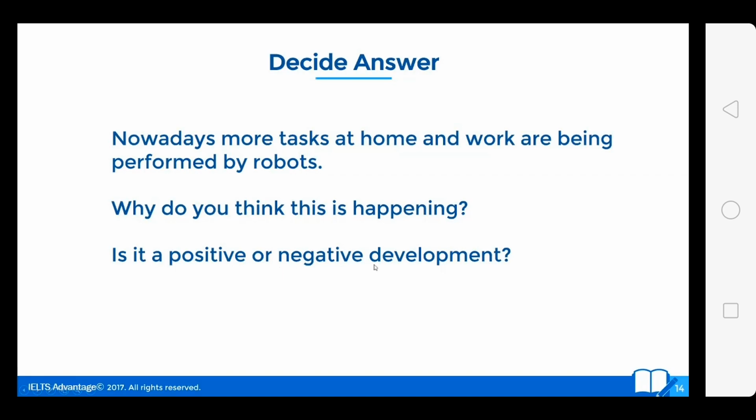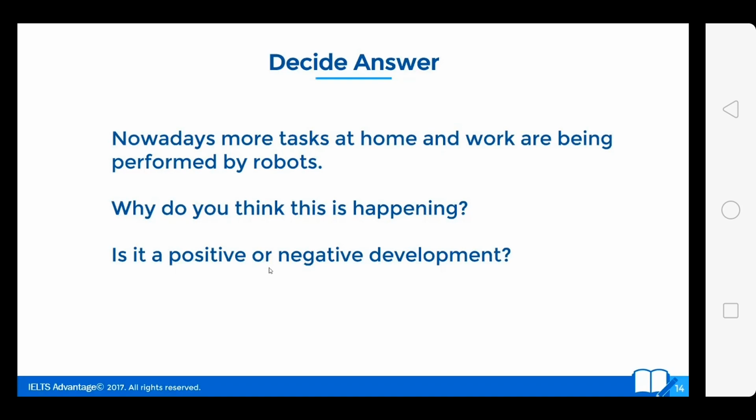For this one, is it a positive or negative development? This is the one that we really need to decide our answer on pretty quickly. Because if you go into the essay thinking, oh, I don't know if it's positive or negative, or some of it's positive, some of it's negative, you're going to get very confused pretty quickly. For this, is it a positive or negative development? Just pick one. This is positive or this is negative. If you do that, you're making your life so much easier and so much simpler.